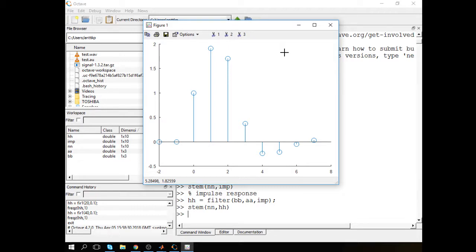IIR, infinite impulse response system. That's infinite. It goes to infinity and beyond. It never stops. So the response never stops. That's an infinite impulse response system. It never goes to zero. It approaches zero in infinity, but it never gets there. At least I don't have time to wait for that to go to zero.